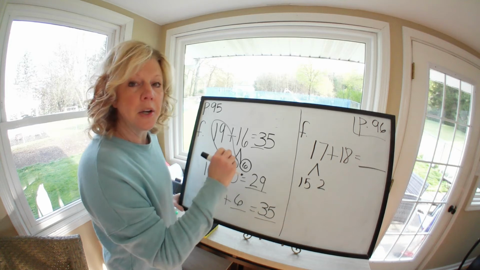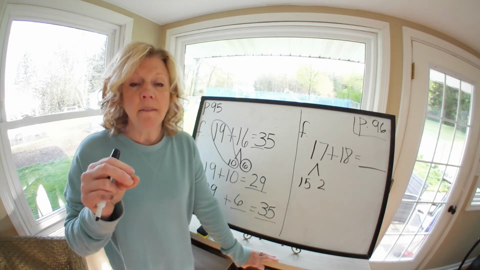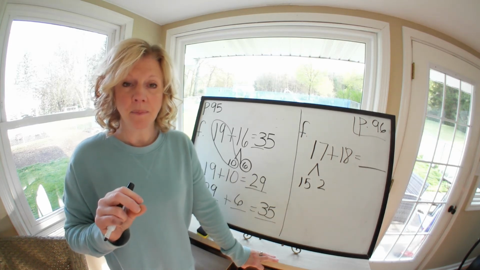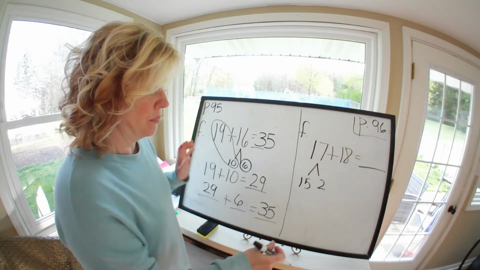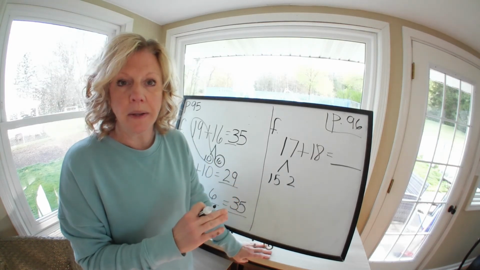So remember, you're breaking it down into 10s and 1s. And like I said, they actually did that for you for every one of the problems. They helped you out with that, okay? Now, flip the page. We're going to go to page 96 now. So on page 96, again, I chose letter F to work with.